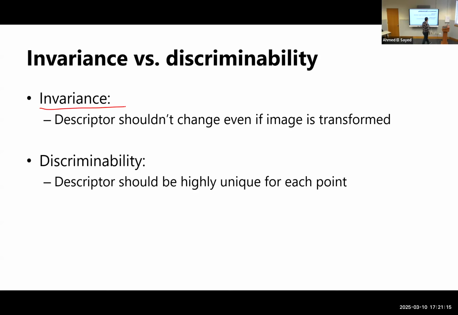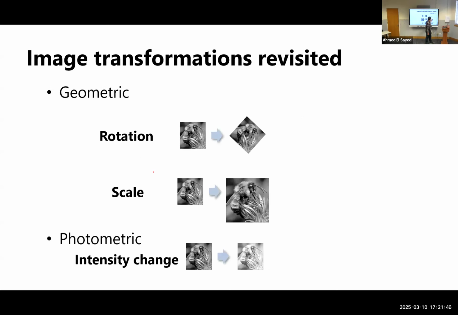And it should be unique. Something that I can use to distinguish between this point and another point around it. Okay? So invariance and discriminability. The question is, what exactly can I do to work on that? So it has to be invariant against rotation, against scaling, against this one.